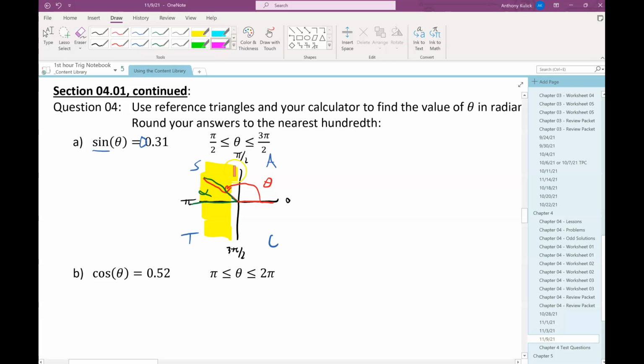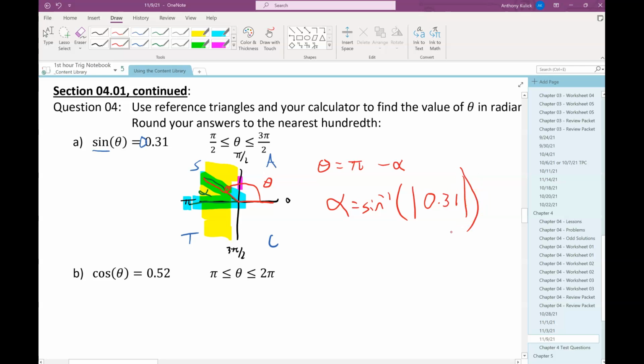Since the last axis that my theta passed through is vertical, I'm going to be subtracting alpha from the other part of the x-axis that makes up alpha. In this case, that's pi. And alpha is then sine inverse of the absolute value of 0.31.